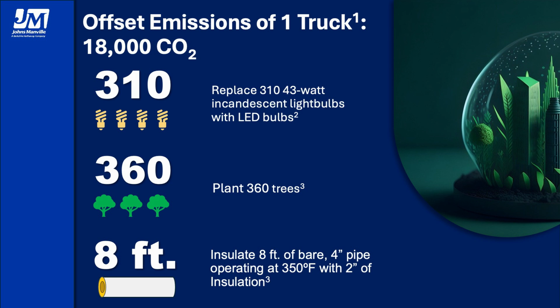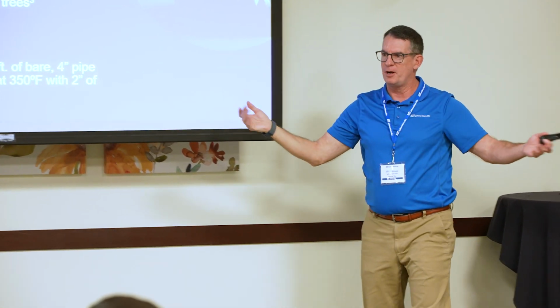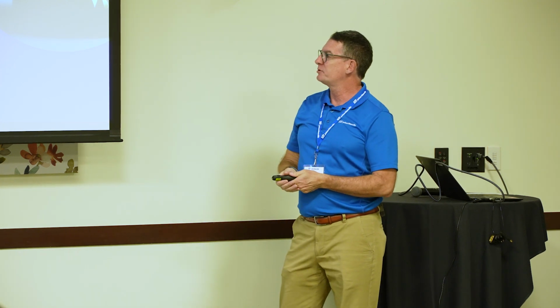You could plant 360 trees, or this is a pretty hot steam pipe, but if you had some process steam in a building or a plant, if you just replaced 8 feet of that 4-inch pipe, put 2 inches of insulation on it, same sort of equivalent savings. As you can imagine, a bare pipe at 350 is dumping off gobs of heat to the surroundings, and to contain that, and to not mean that heat has to be made up for at the process, that's where those savings come in.